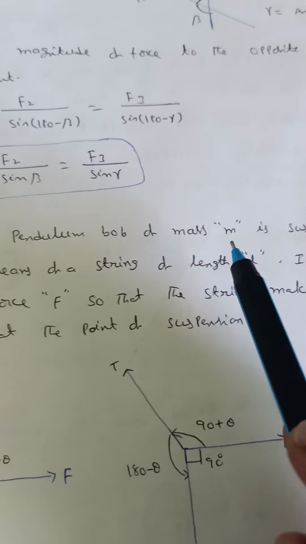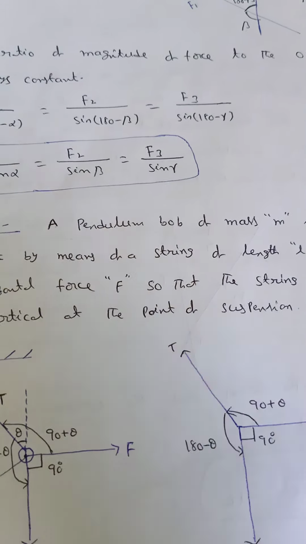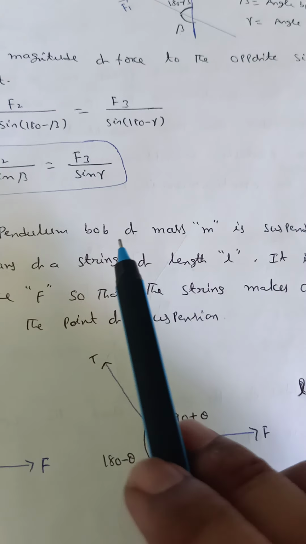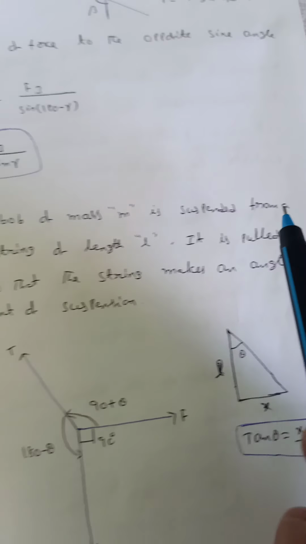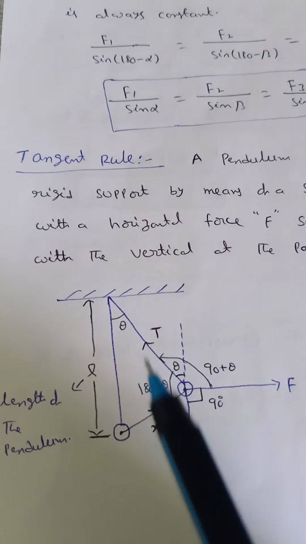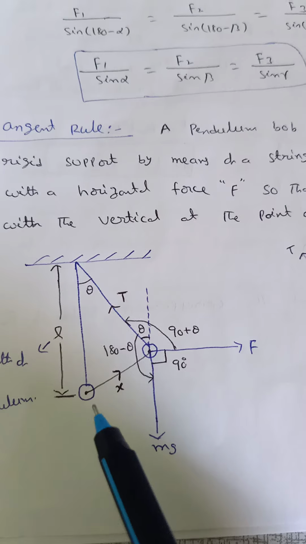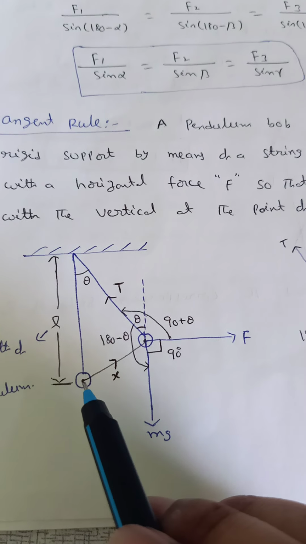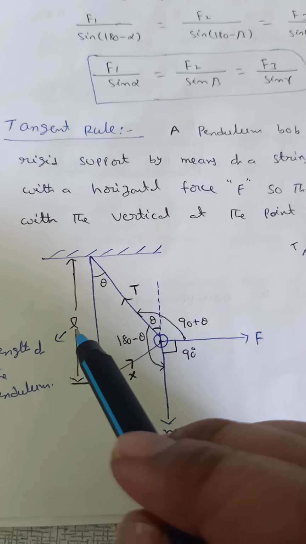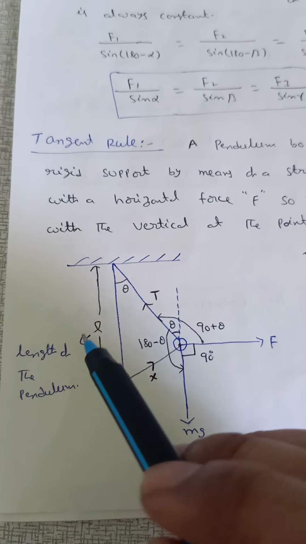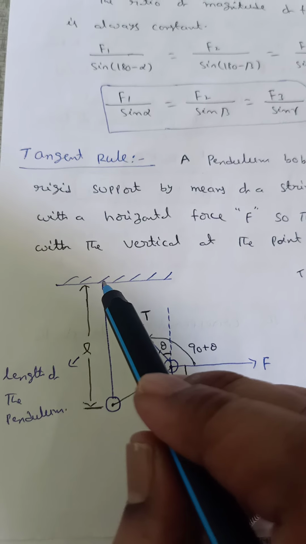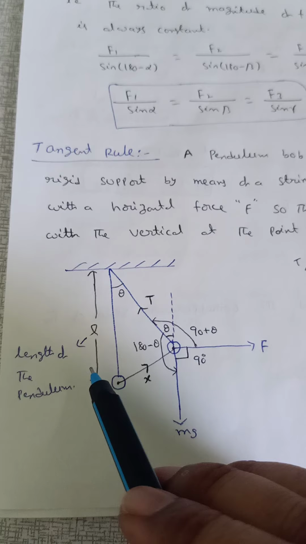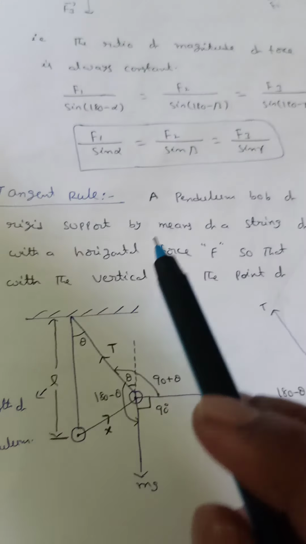A pendulum bob of mass m. This is the most important application in mechanics, the tangent rule. A pendulum bob of mass m is suspended from a rigid support on a string. This is the rigid support, and this is the center of gravity of the bob. This is L. L means the length of the pendulum, that is, the distance between the suspension point and the center of gravity of the bob is known as the length of the pendulum. It is denoted by L.